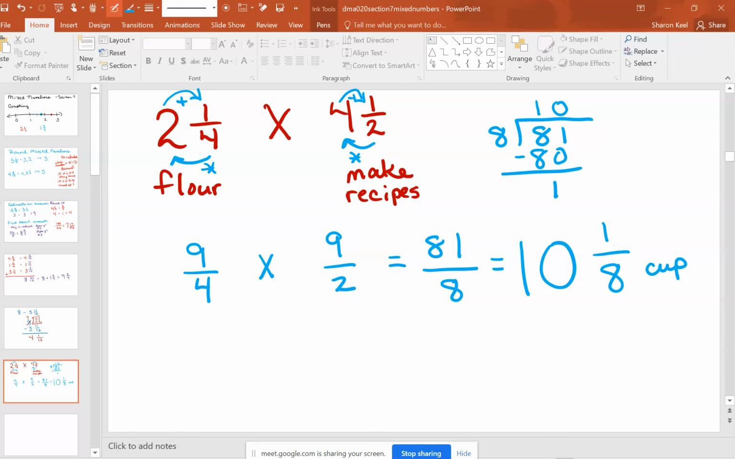And that, ladies and gentlemen, is the end of section 7. All of section 7 is everything to do with mixed numbers. And we will begin with decimals.